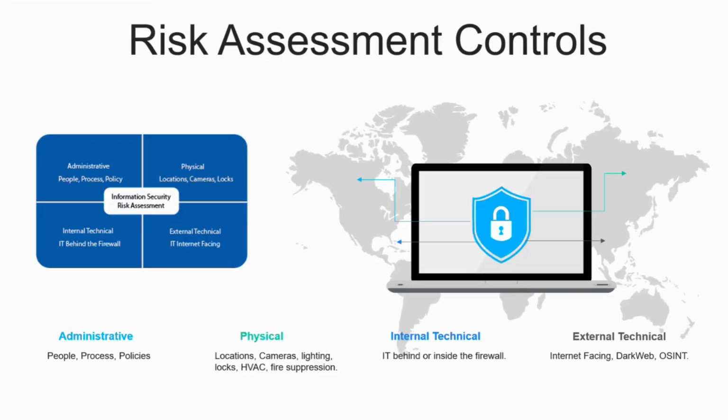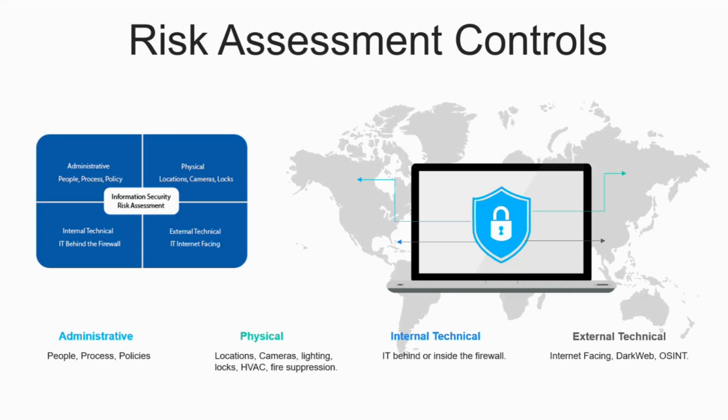So there's a couple of different controls that this does look at. As I mentioned, this isn't technical only. So it does look at administrative. It looks at physical. It looks at internal technical, and then also external technical. The administrative is really the people, the processes, policies, anything you've got going on like that. Physical is locations. It could look at cameras, lighting, locks, HVAC, fire suppression, all that.